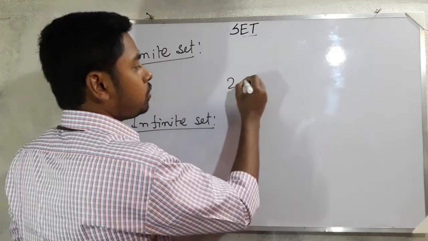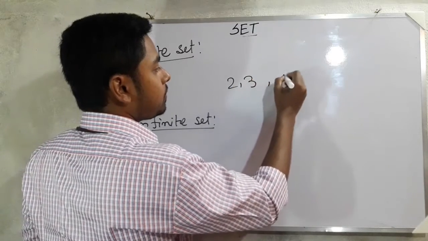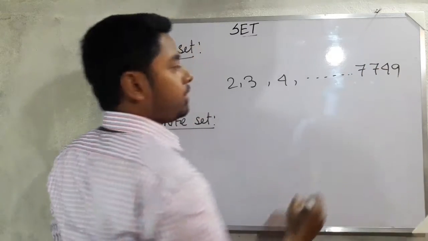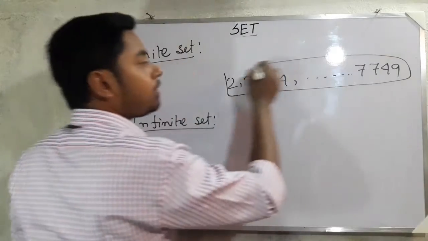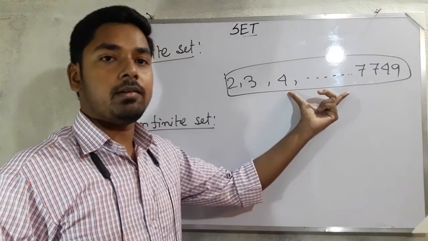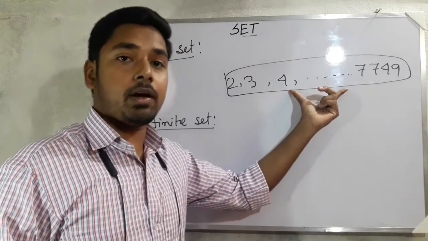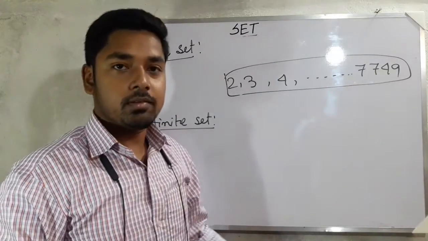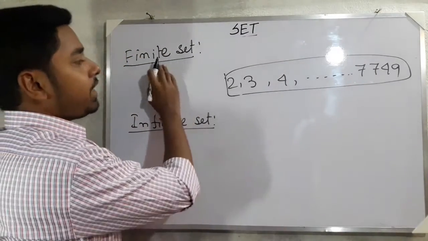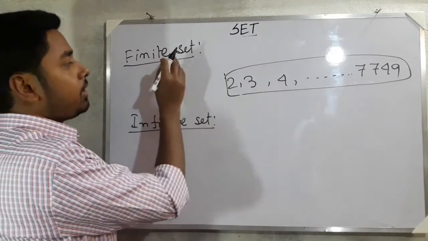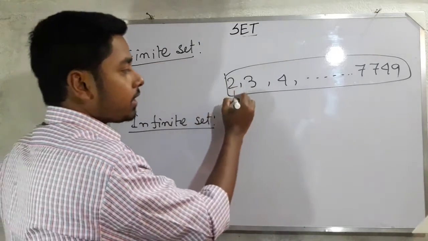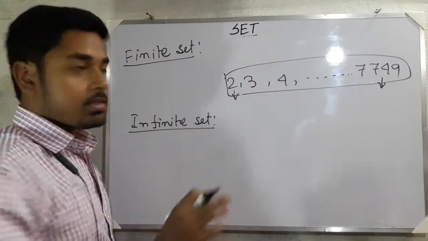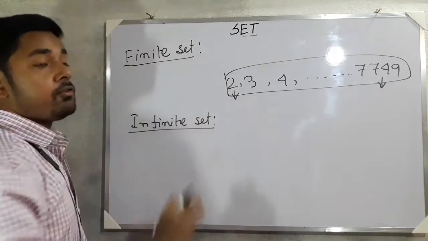Suppose I am taking 2, 3, 4, dot dot dot, 7749. It is countable. You can find out the terms from here. How many terms are there? 1, 2, 3, 4, like this. After counting, you can find out all the terms. So finite means it has what? A starting and an ending point. That is called finite.